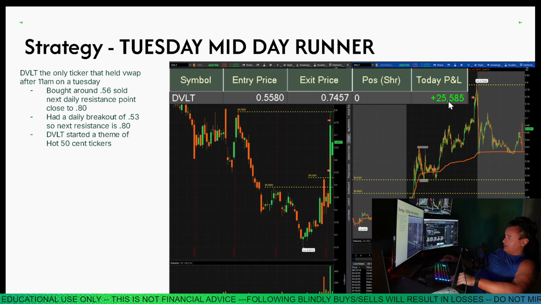This is a ticker that I made 25K on recently. And this was a very basic strategy. As you can see, DVLT is a clean chart. We broke this daily breakout of 52, and we had bigger volume than usual. After it breaks 52, you can see on the daily the next resistance would be 80. So once I saw that we broke 52 or 52.80, I looked at the daily and I was like, okay, the next resistance is at 80.